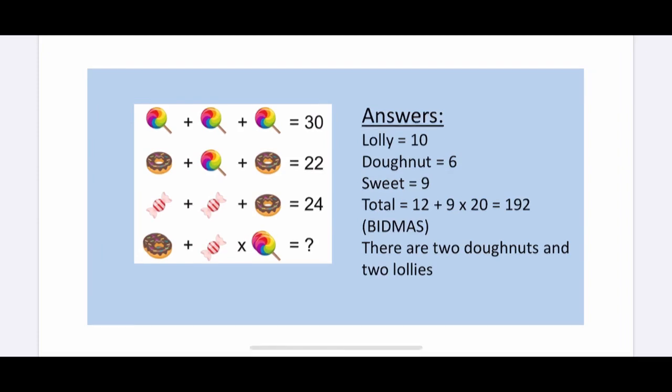Now, with the bottom row, we need to think about BIDMAS and the order of operations. Now, there is one sweet, so that would be 9, and we need to do that multiplied by the 2 lollies. Okay, so there are 2 lollies there, which makes that total 20. So 9 lots of 20 is 180. We can then add on the donuts. There are 2 donuts, so we need to add on 12. So 180 add 12 is 192.